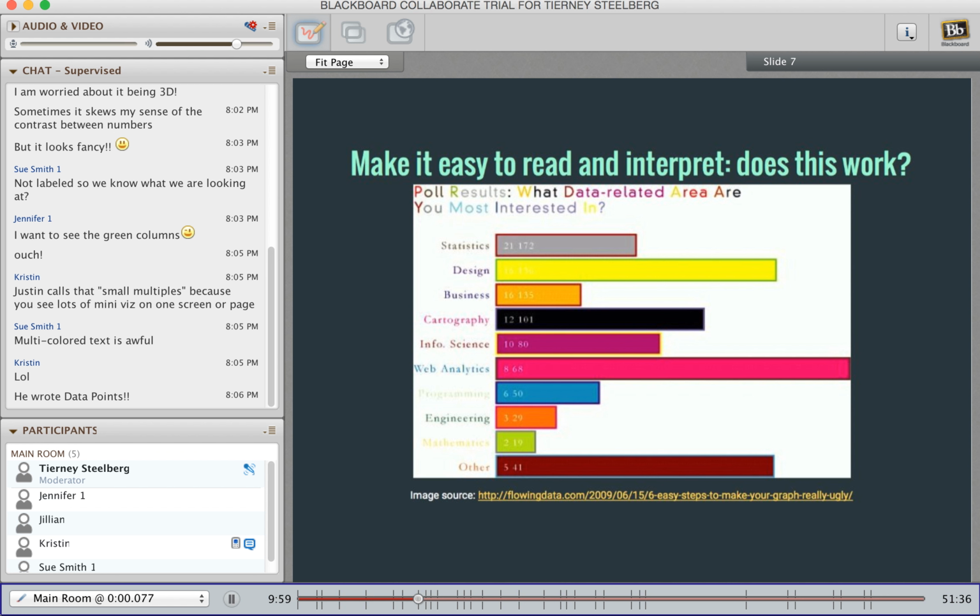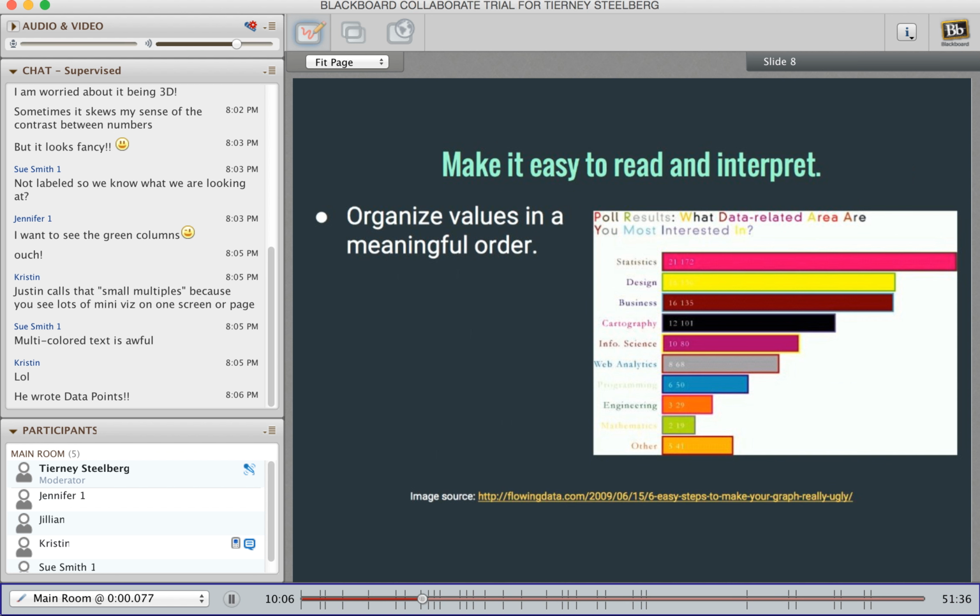So the first step in making this easy to read and interpret is organize values in a meaningful order. This allows the reader to more easily make comparisons and inferences. Check out the new version of the chart. Already this makes a world of difference, although the distracting colors are still there.